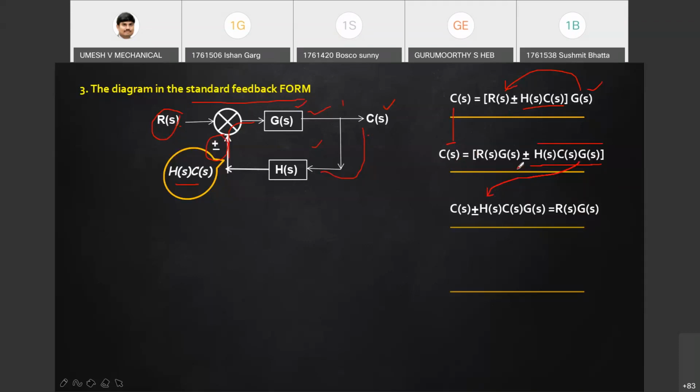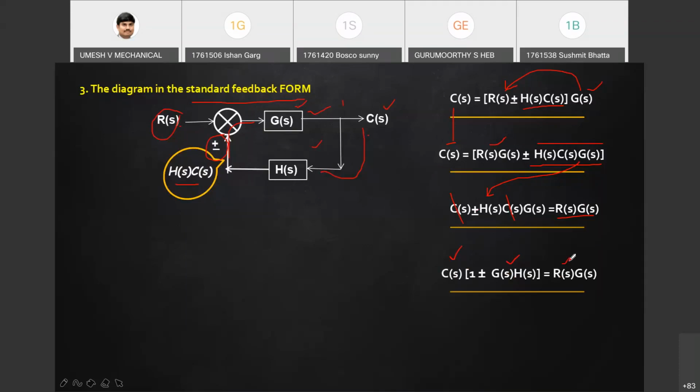Plus or minus may become minus or plus. It doesn't matter, because we are writing both the signs here. Plus will become minus, minus will become plus when it comes to the other side. The advantage here is that C(S) and C(S) can be taken common. On the other side, R(S)G(S) is still there. So when you take C(S) common, then 1 plus or minus G(S)H(S), the whole thing multiplied by C(S). On the right hand side, you have R(S)G(S).